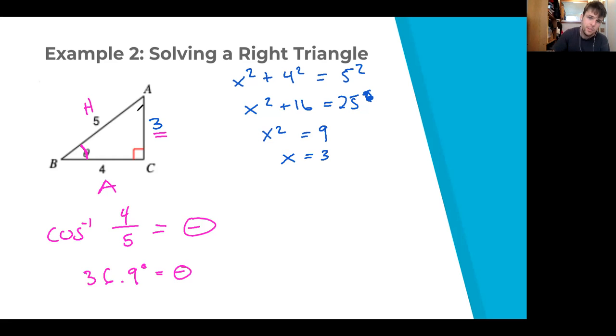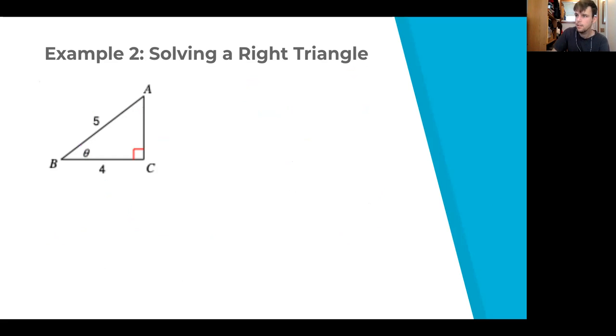And then to find A, I could use trig again, or I could just use the complementary relationship. I'm going to keep it easy. I'm going to use the complementary relationship. So 90 minus 36.9, 53.1. So the measure of angle A is 53.1 degrees. Again, I could have used trig for that, but it's a little bit easier here just to do a simple subtraction and use that complementary relationship. All right.